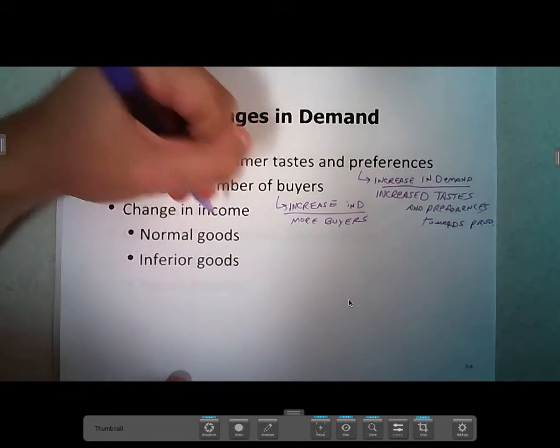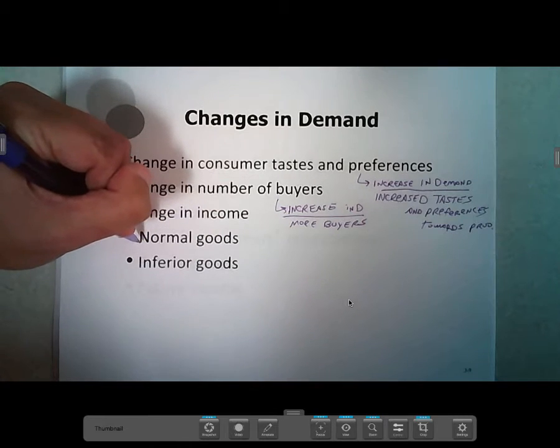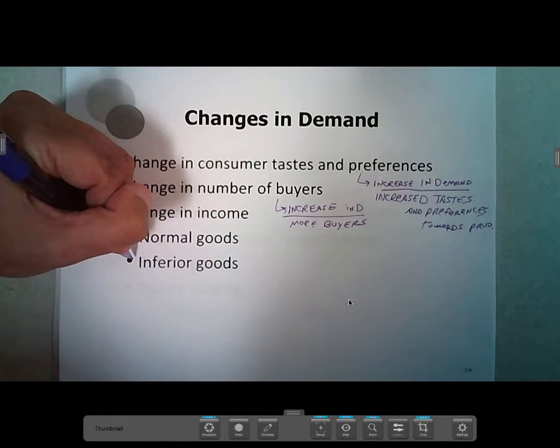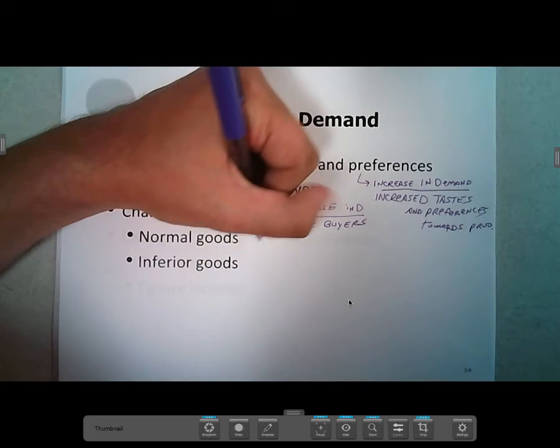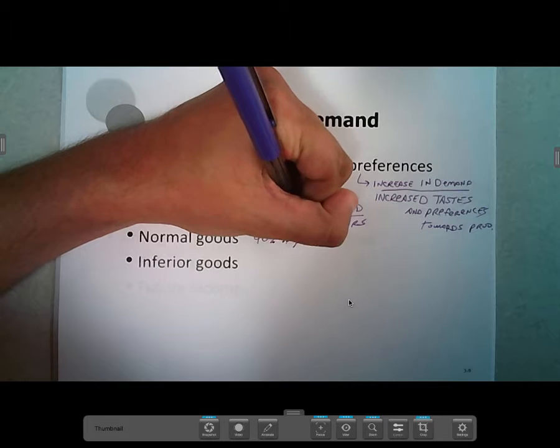For change in income, to be able to say how to get a change in demand if I change the income, it's important to distinguish between normal goods and inferior goods. Normal goods, this is like, I don't know, 90% of goods.